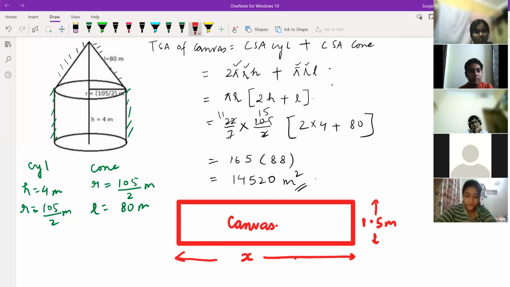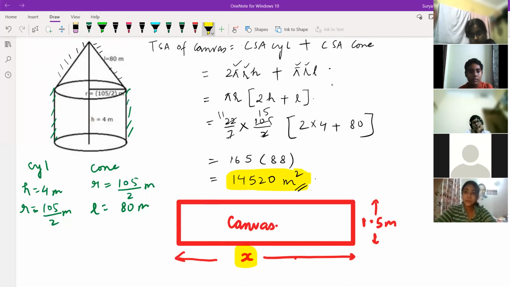So how much length is required? Means you have to find the x, that is how much. If you know the x, you can find the cost easily, right? Is it clear? If you have the length of the canvas, you can find the cost of the canvas easily. Correct or not, Bhumika? Yes, sir. So we do 14520 by 1.5. Why are we doing like that? See this area, what we got. l times b.